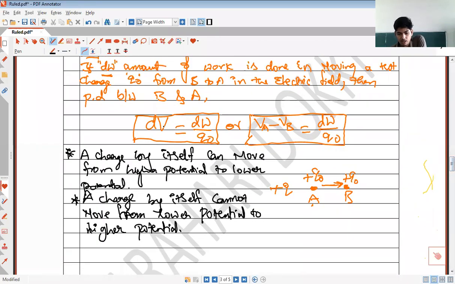Potential difference is given by dV. dV is equal to dW divided by Q naught. Is the idea of potential difference clear? What is meant by potential difference? How to calculate potential difference?